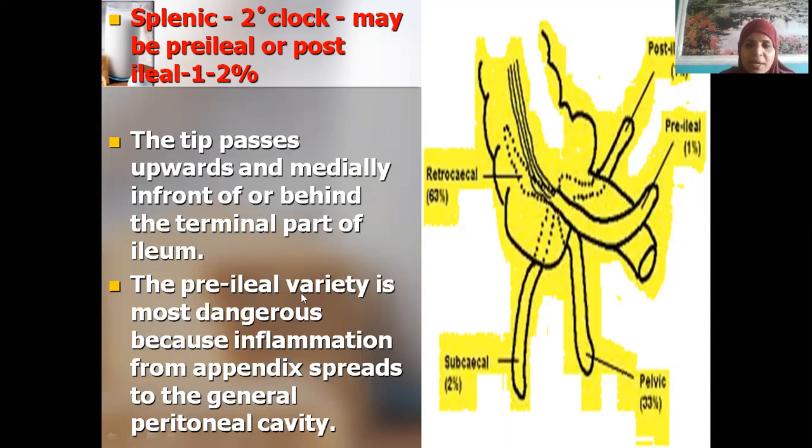The pre-ileal variety is actually dangerous because inflammation from the appendix spreads to the general peritoneal cavity. Suppose the appendix is in this position and the person is suffering with appendicitis, and unfortunately the appendix has ruptured, obviously the contents of the appendix may enter the peritoneal cavity, leading to spread of infection. That's why the pre-ileal variety is generally considered the most dangerous.